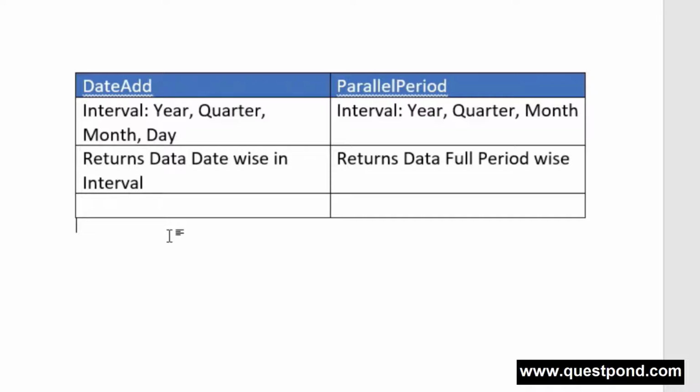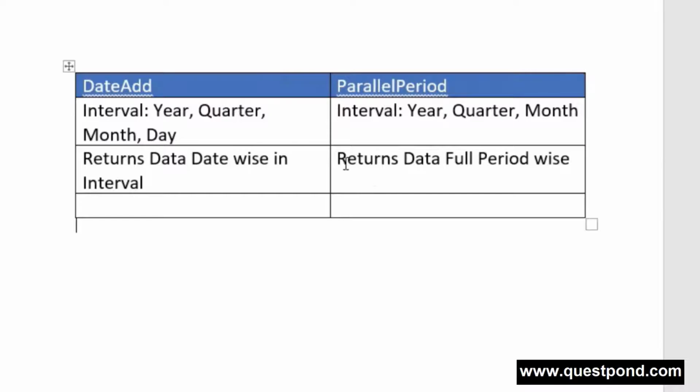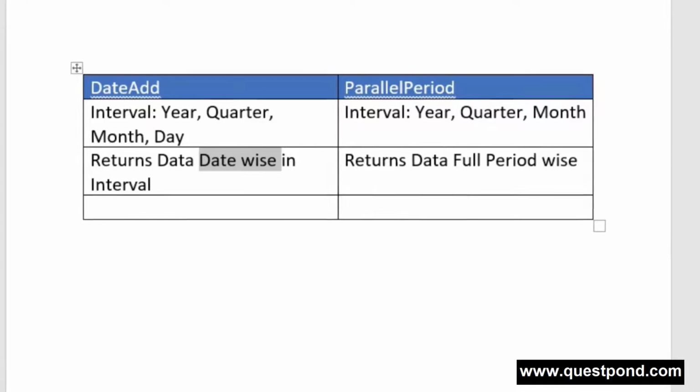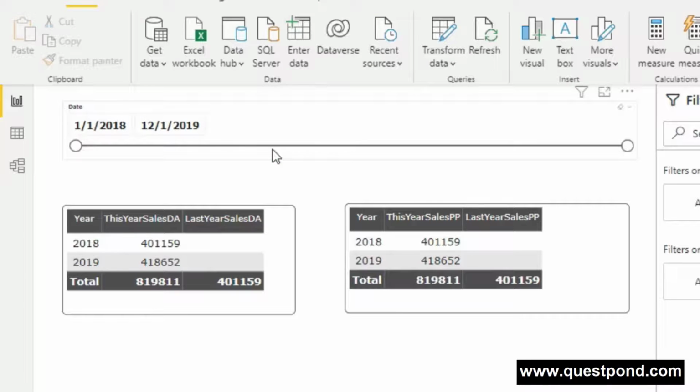With the use of the DateAdd function, it returns the data date wise. Yes, if you want to get the data date wise, then use the DateAdd function. If you want the full period wise, then go for the parallel period function. So parallel period returns the data full period wise, whereas the DateAdd function returns the data date wise. Let me show you with a proper example here. As you can see, we have a slicer over here.